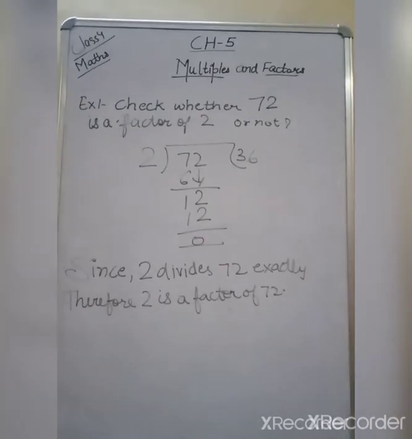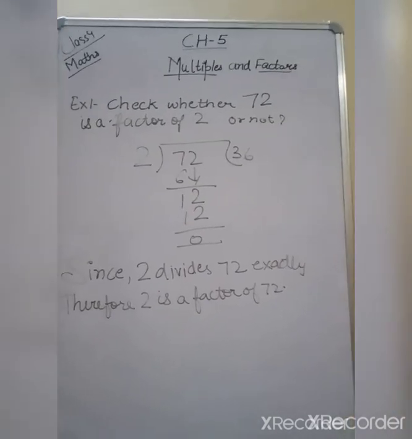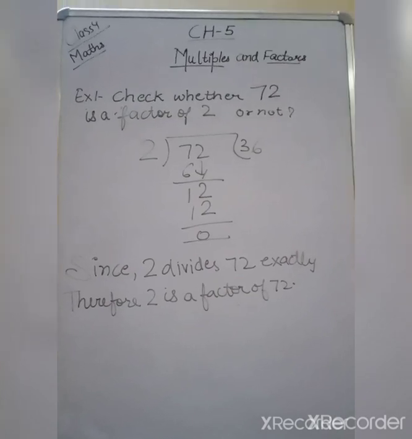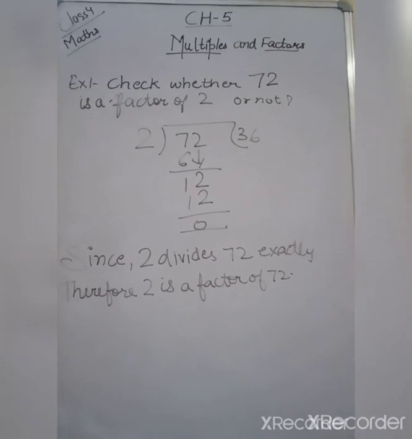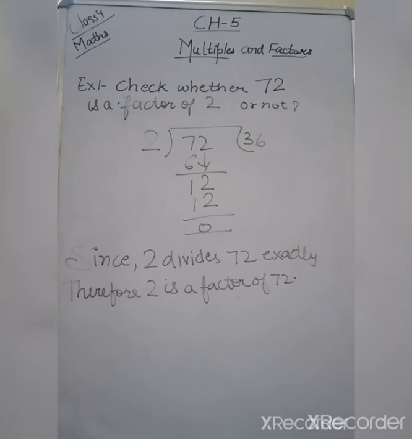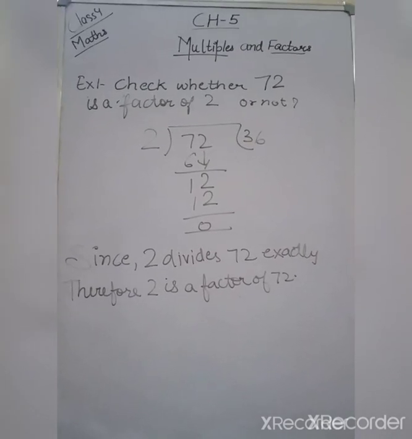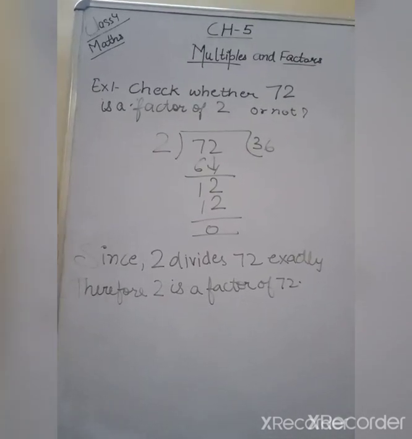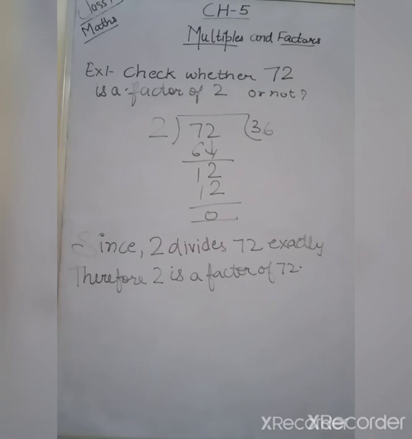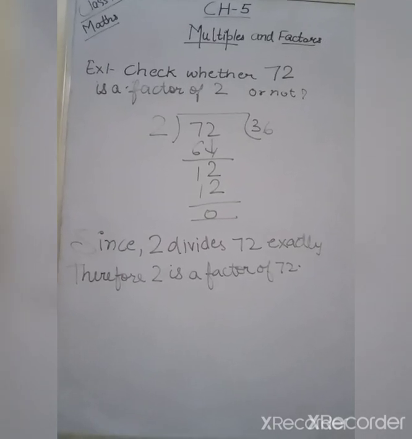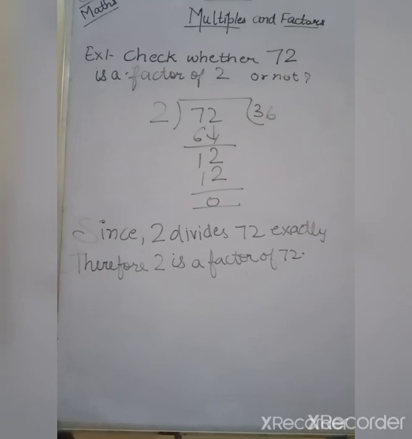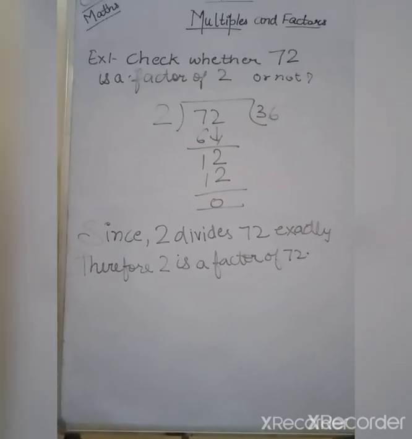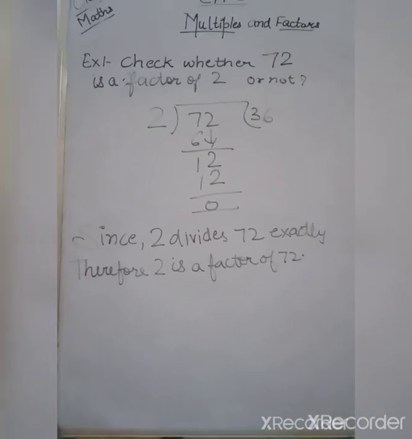Now students, you will check whether 2 is a factor of 72 or not. How will we check it? Firstly, we divide 72 by 2. As a remainder, you will get 0. It means 72 is divisible by 2, which means 2 exactly divides 72. When we get the remainder as 0, it means the number is exactly divided by the given number. Since 2 divides 72 exactly, therefore 2 is a factor of 72.